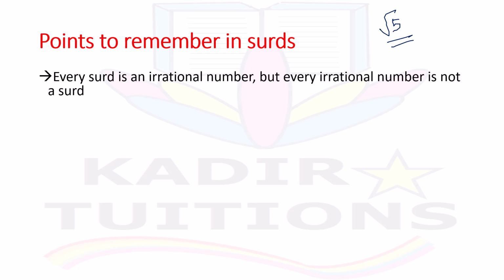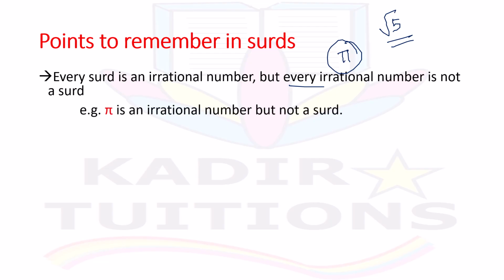But the vice versa is not true. Every irrational number is not a surd. A good example: pi is an irrational number, right? Can I say pi is a surd? It doesn't hold any root notation, so I cannot say pi is a surd. It's just an irrational number, but it is not a surd. But all surds are irrational numbers. So here I have given an example, pi only.